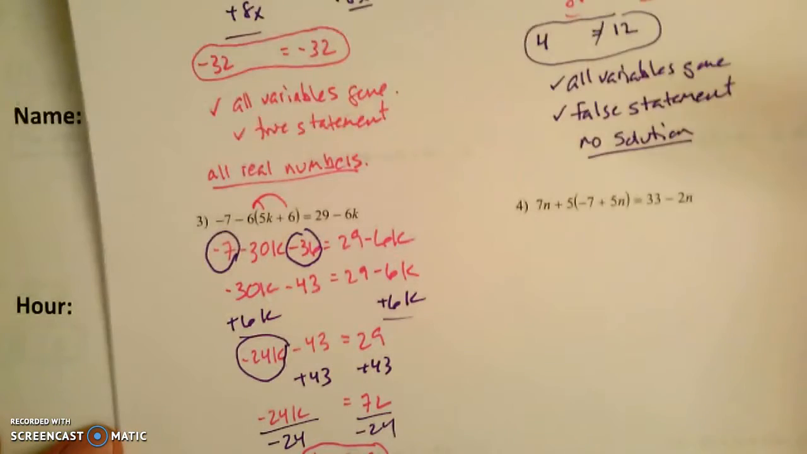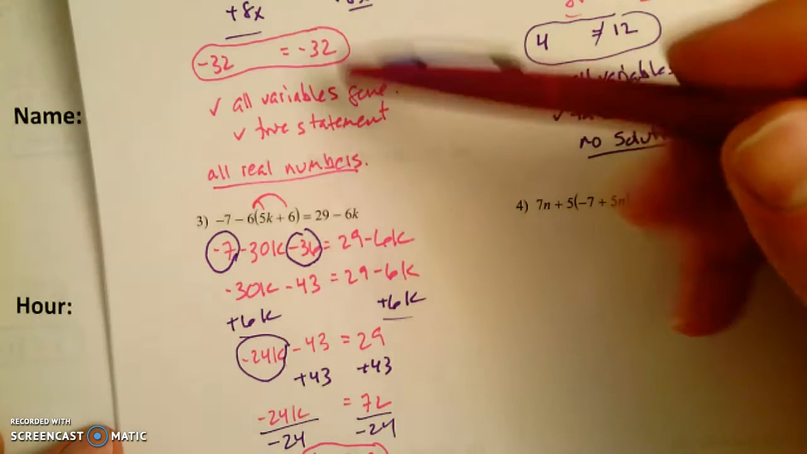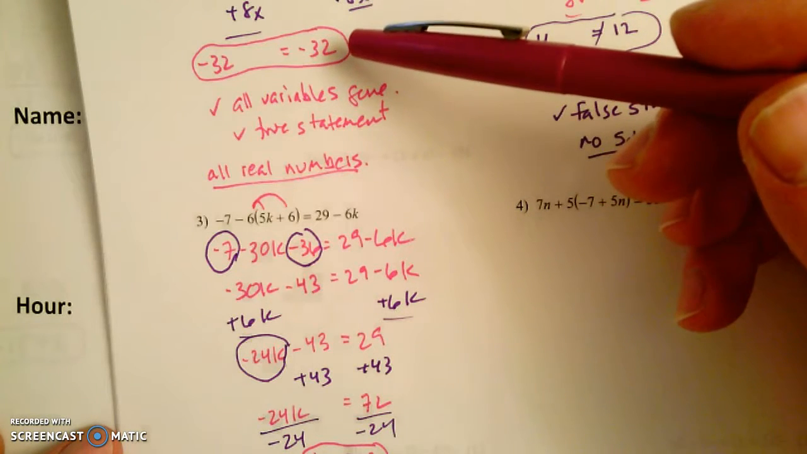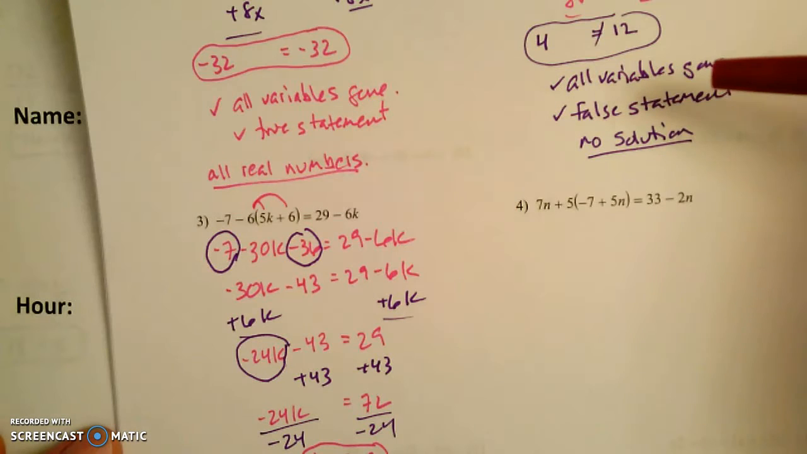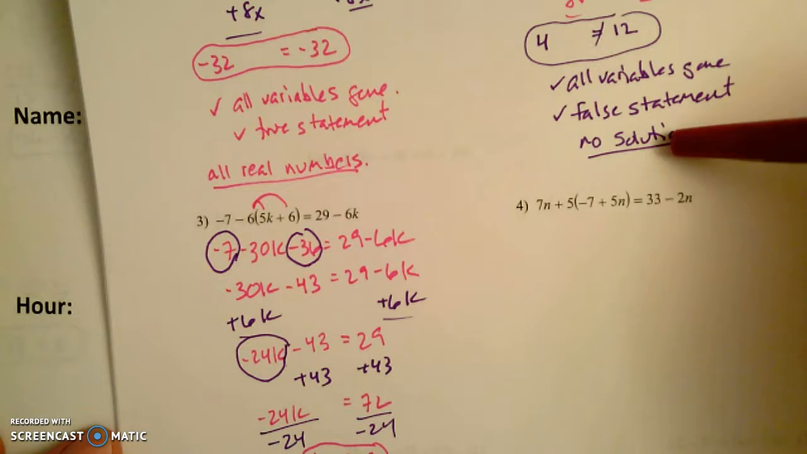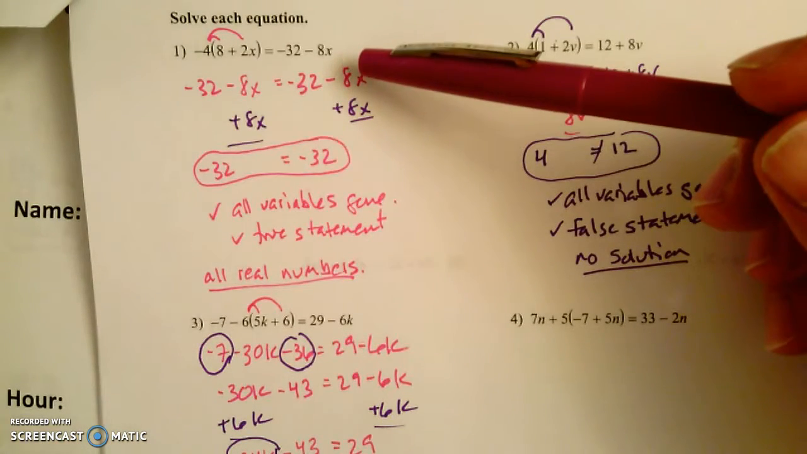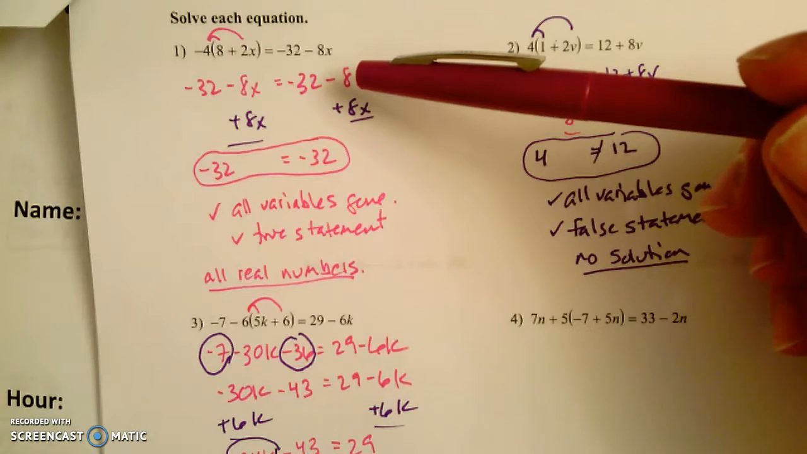So we've come across 3 different types of answers we can get. Either we have all the variables gone and we're left with a true statement. In that case, it's all real numbers. Or we've got all the variables gone, and we're left with a false statement. That means there's no solution. In the all real numbers case, that means that in the original equation, any number would have been true. Any number for x would have made the equation true.